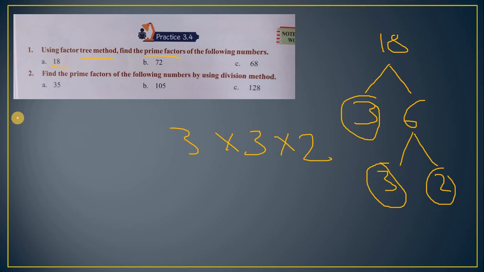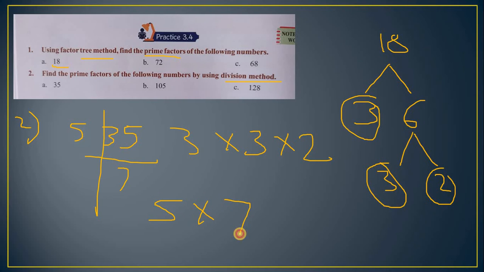Next one, second question: find the prime factors of the following using the division method. You have to write the prime factors using which concept? Division. Division means you take that number 35 and divide by any prime number, suppose 5. 5 times 7 is 35, so the answer is 5 into 7. These are the prime factors. Use the same logic for B and C.